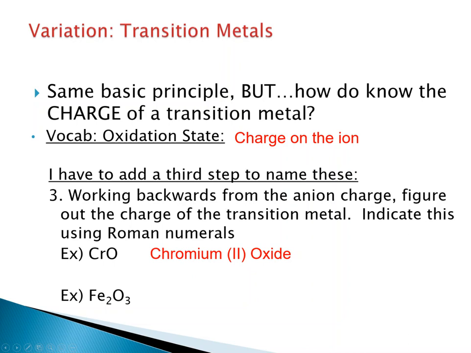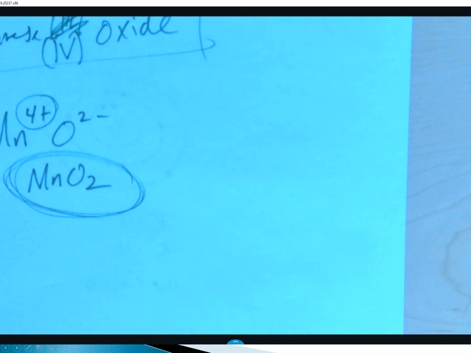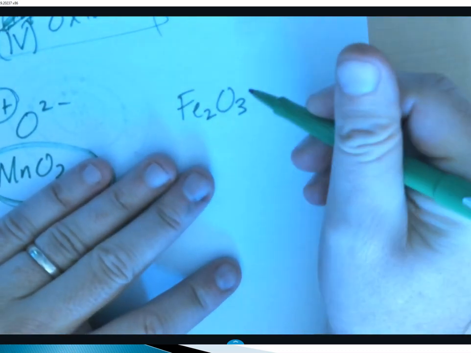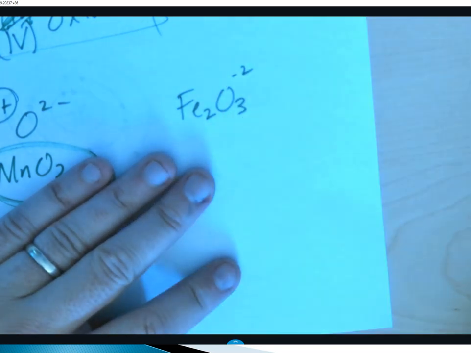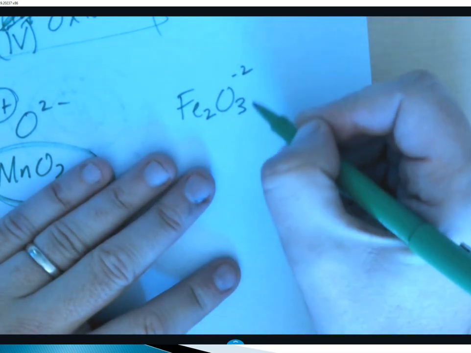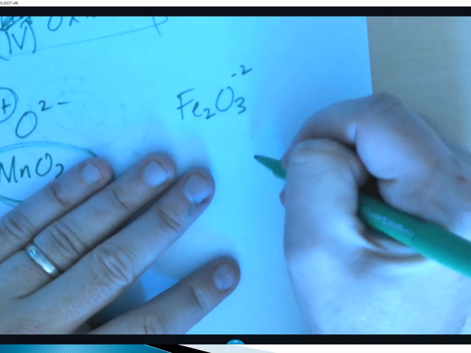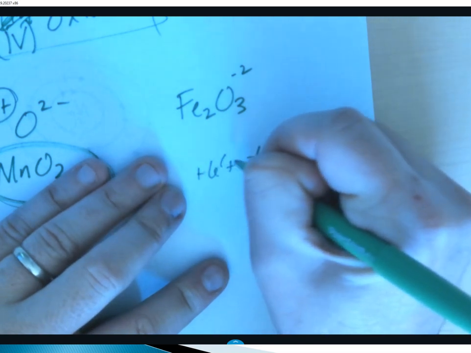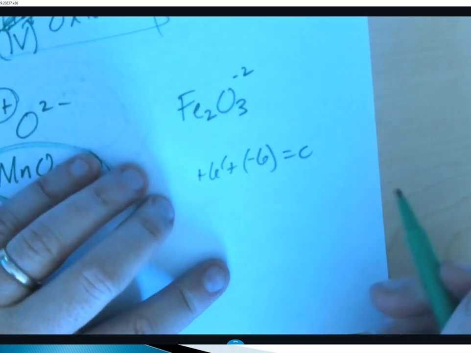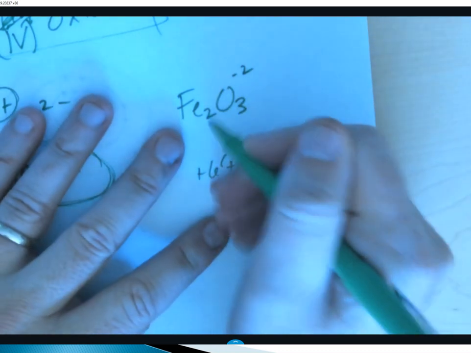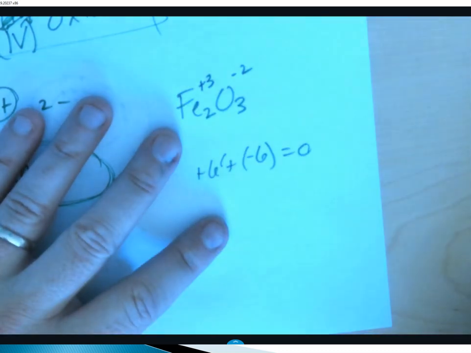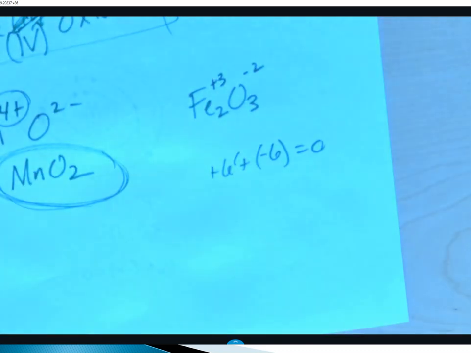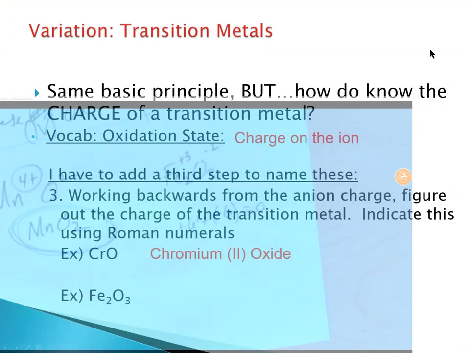Now for the Fe2O3, let me actually do this here on my paper. The oxygen always has a charge of -2. That means the total negative charge here, 3 times -2, will be -6. That means I have to have +6 to add to that to make it neutral. So if I have 2 irons, each one would have to be +3 in order to make that true. So this compound would be called iron 3 oxide.